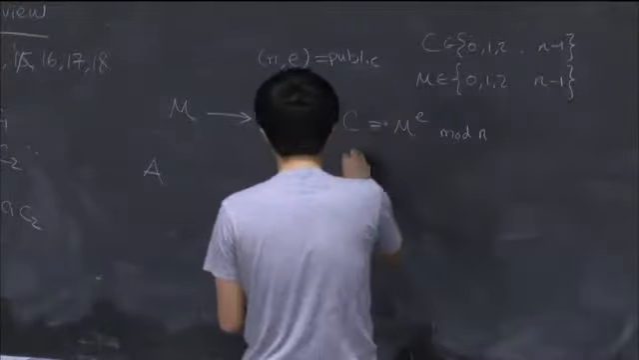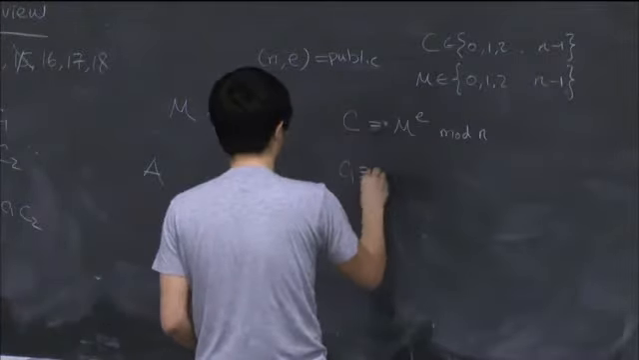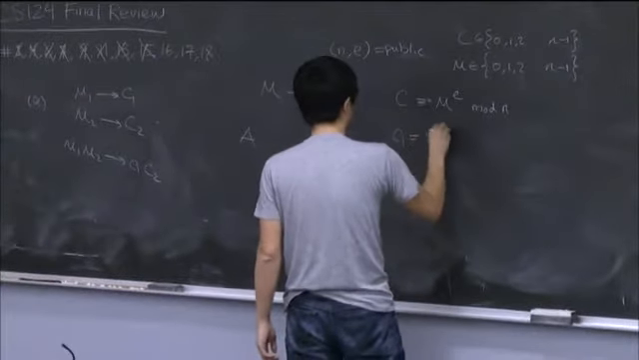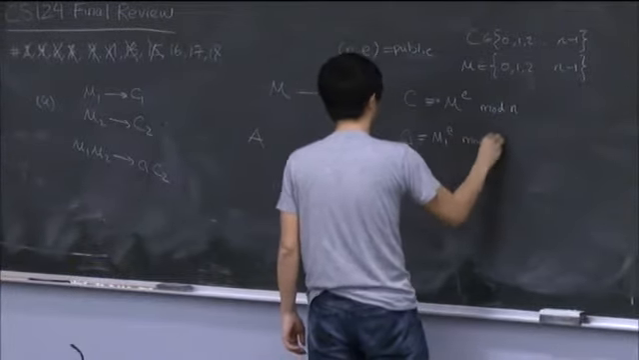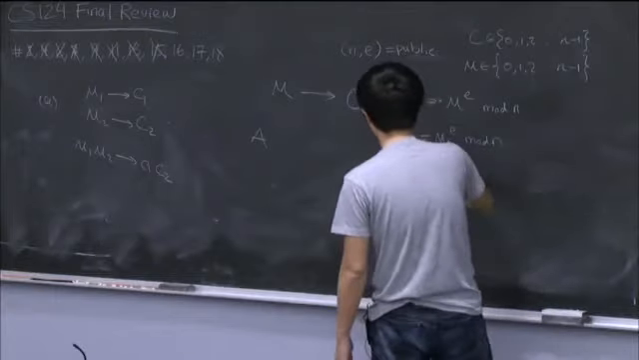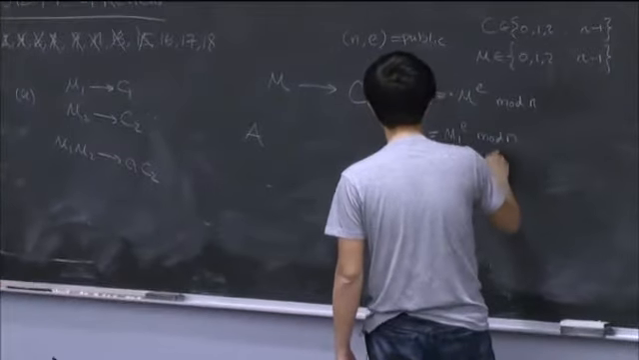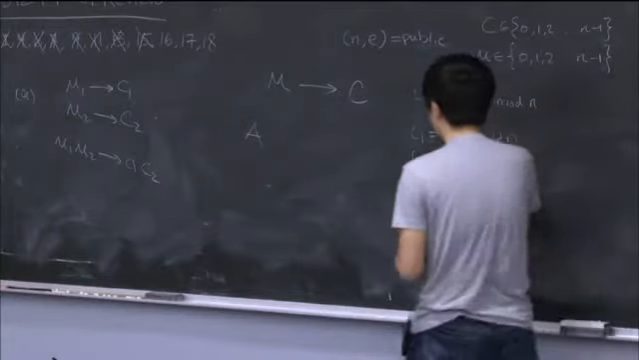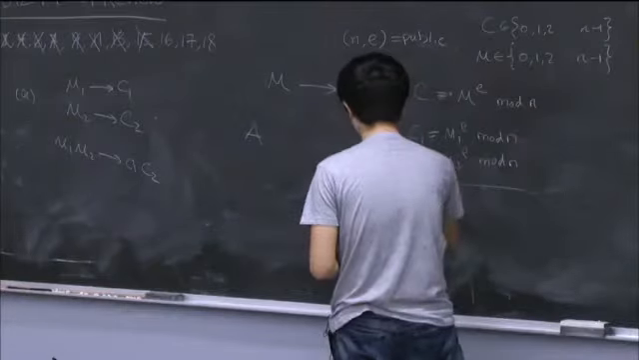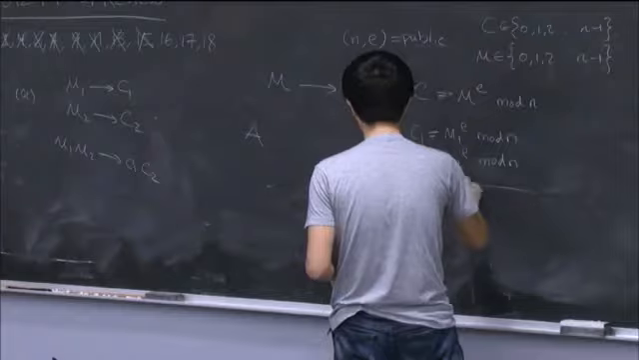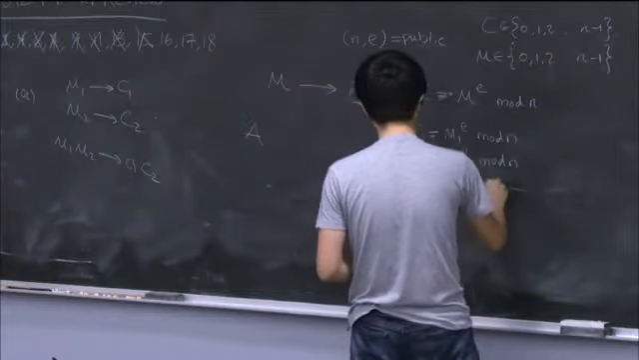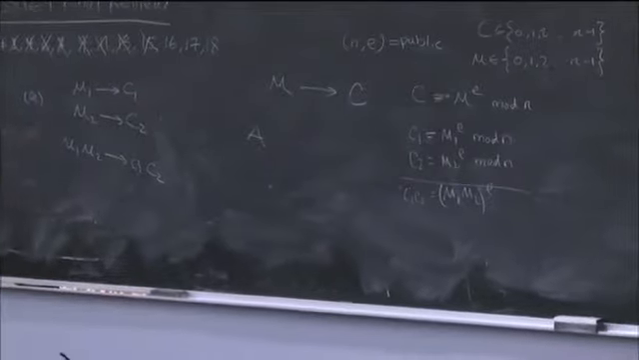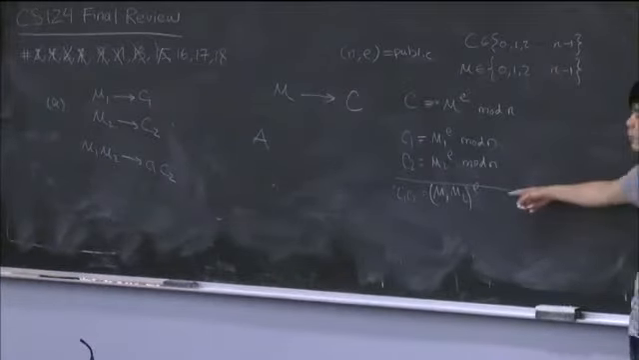So if C1 is equal to m1 to the e mod n, and C2 is equal to m2 to the e mod n, then by properties of mods, you can multiply, right? And so when you multiply them together, you get C1 C2 is equal to m1 m2, all to the e mod n. Okay? That's just by definition of how RSA works. So we'll see in a second why this is helpful.